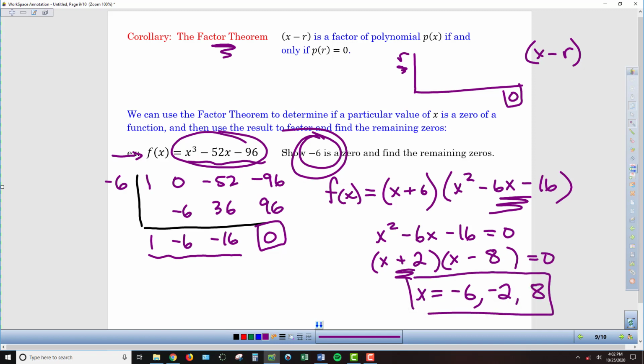So via the factor theorem, we confirmed that -6 was a 0 by getting a remainder of 0 in synthetic division. We then rewrote -6 in factor form of x minus -6, so x plus 6, times the answer that we got over here. And so we knew that these two expressions here would remultiply to make our original, and so then we just had to solve for the remaining zeros by setting that x squared minus 6x minus 16 equal to 0.